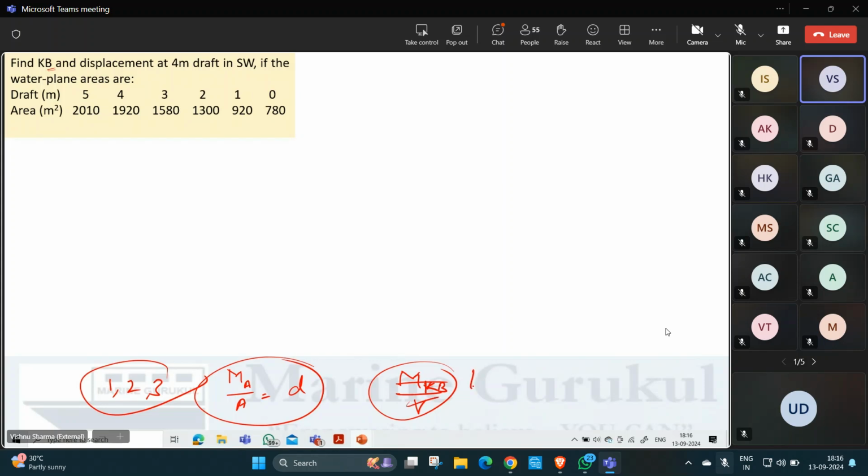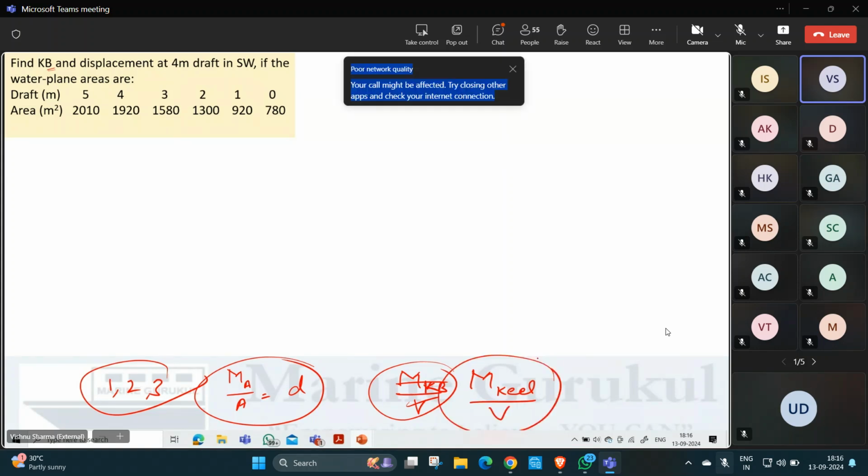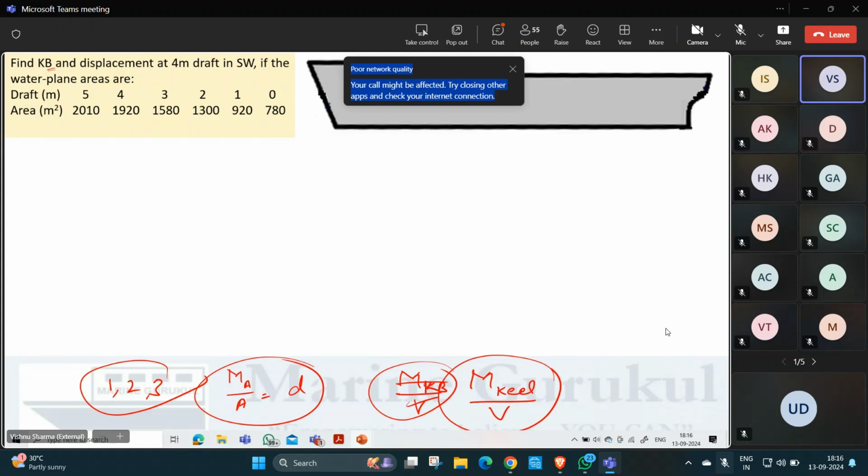So it will be moment about keel divided by volume of displacement or volume of buoyancy. I've already explained to you how the diagram in this case can be made. Either you can make a side elevation. At different drafts: 0 meter, 1 meter, 2 meters, 3 meters, 4 meters, 5 meters. Water plane area is 780 at the keel, 920, 1300, 1580, 1920, and 2010.